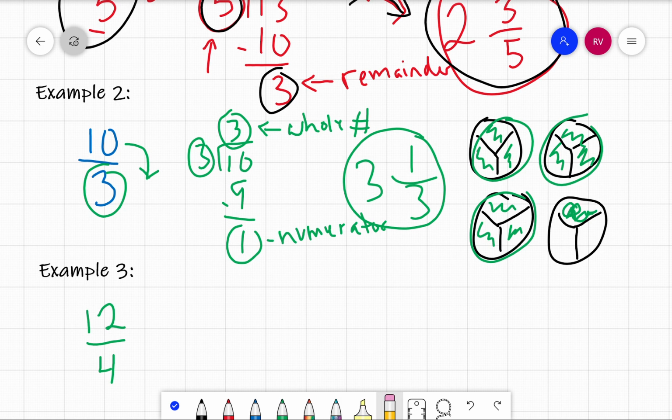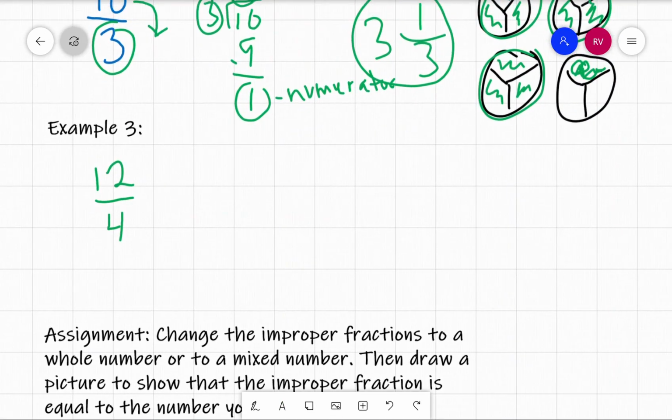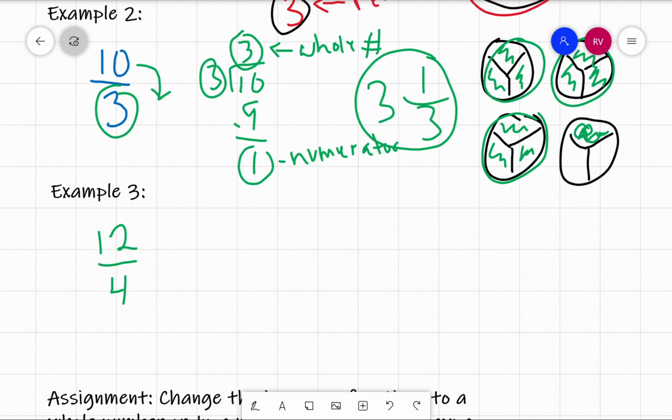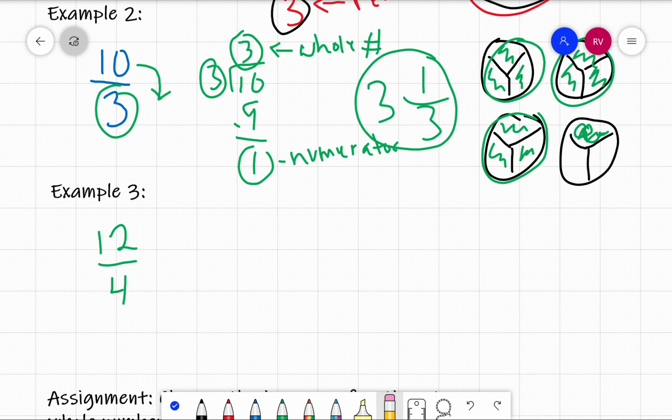Alrighty, so let's do another example. Now this example is going to be a little different. This one isn't going to have a remainder, which means you won't have a fraction, right? If you do not have a remainder to become a numerator, then you don't have a fraction, and your improper fraction just turns into a whole number. So if it perfectly divides into itself, no fraction, it just turns into a whole number. So let's do that real quick.